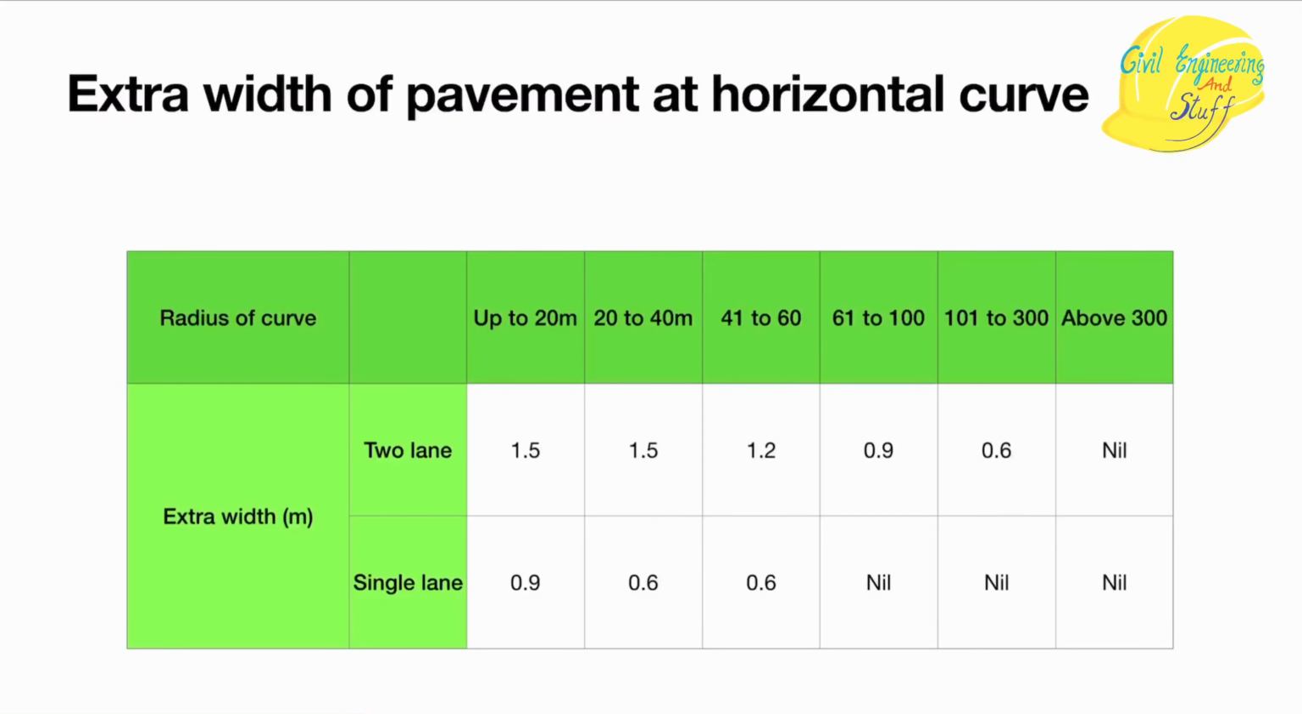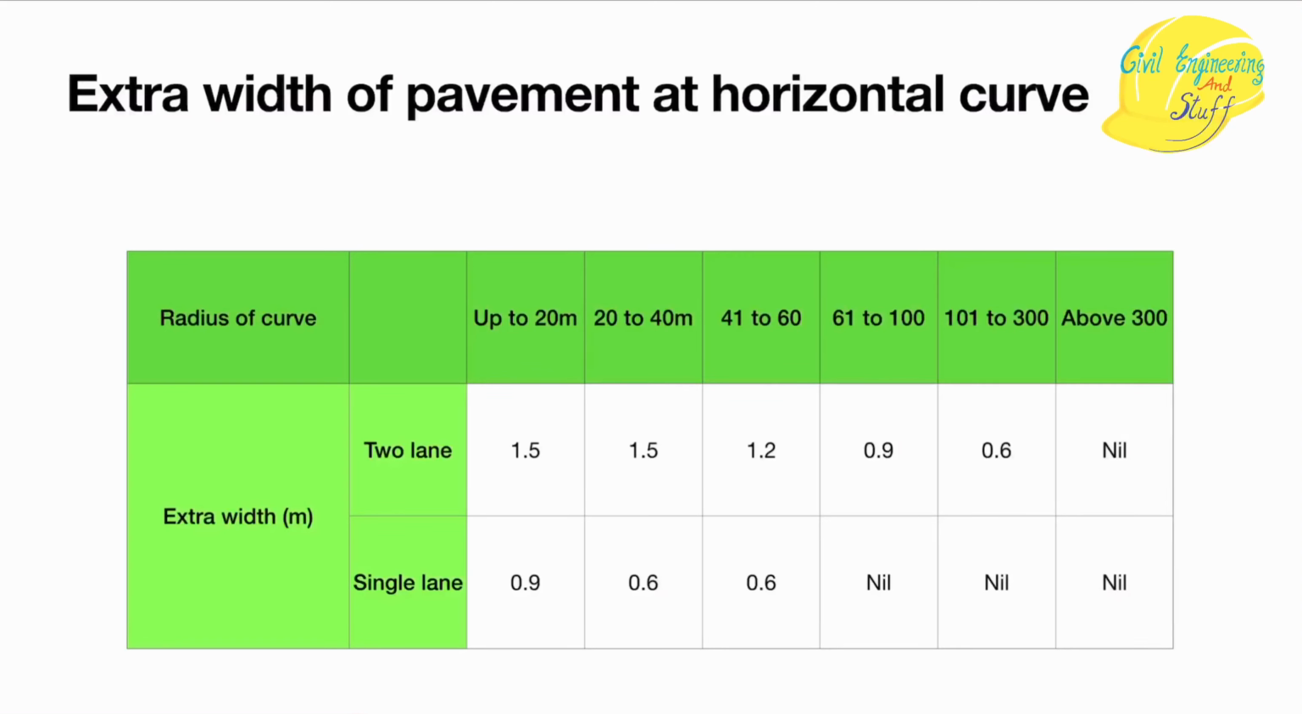Then there are certain IRC recommendations for the extra width of the pavement at the horizontal curve. For a radius of the curve up to 20 meter, an extra width of 0.9 meter is provided for a single lane road, and for a two lane road an extra width of 1.5 meter is provided for a radius of the curve up to 20 meters. Likewise we have other values also, and as per IRC recommendation, if the radius of the curve is above 300 meter, then there is no need for providing the extra width, right?